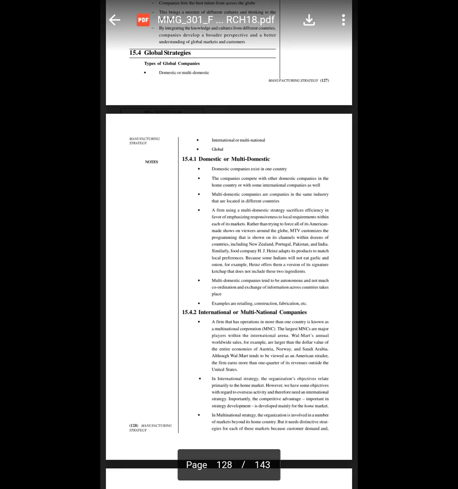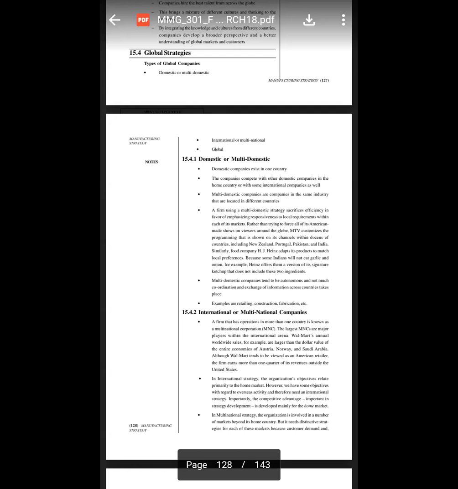Okay, the firm using the multi-domestic strategy sacrifices efficiency in favor of emphasizing responsiveness to local requirements within each of its markets, rather than trying to force all the American-made shows on viewers around the globe. MTV customized the programming that is owned by the channels in dozens of countries, okay, including New Zealand, Portugal, Pakistan, and India, right? Okay, MTV is a channel which became popular in other countries also.